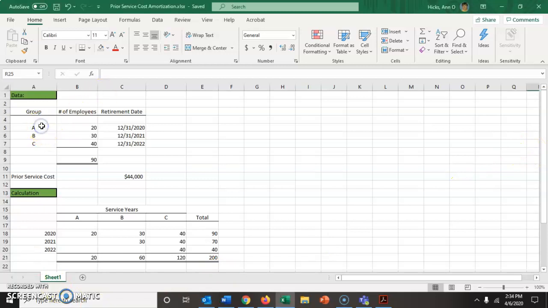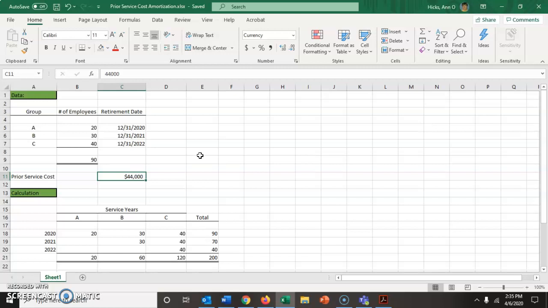For this problem, the data we're using, we have three groups of employees. They're grouped by when they plan to retire. In Group A, we have 20 employees that are retiring at the end of 2020, at the end of the current year. We have 30 employees in Group B who are retiring at the end of 2021. And lastly, we have 40 employees in Group C who will be retiring at the end of 2022. So we have a total of 90 employees. The amount of prior service cost we have is $44,000.